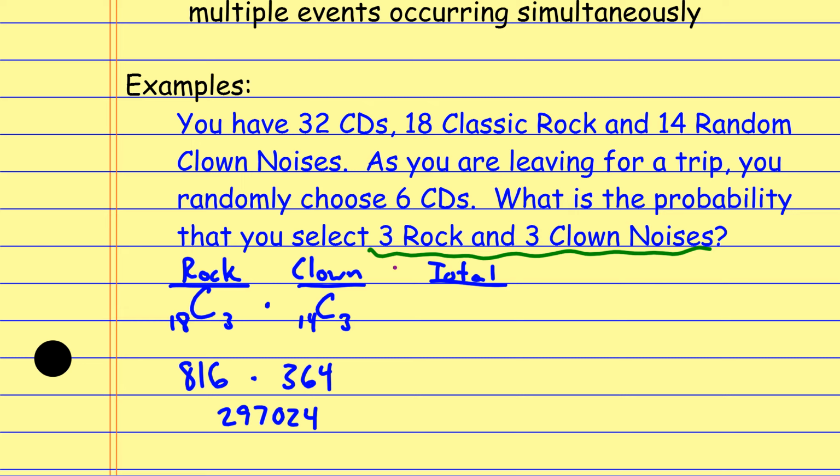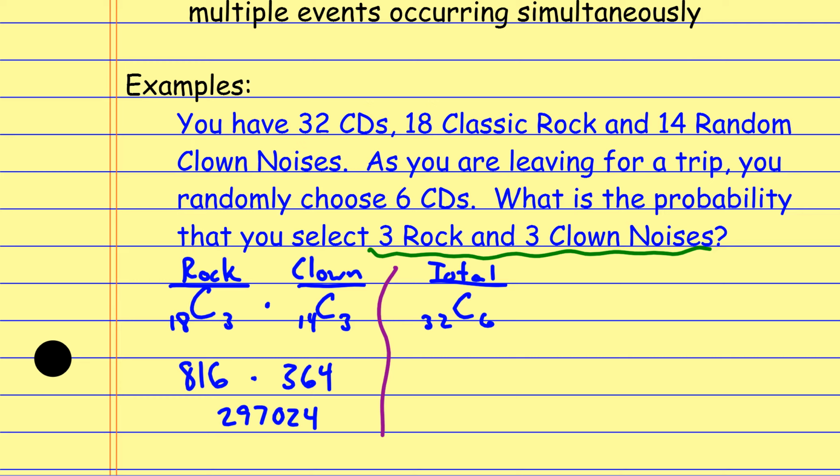So if I think about the total number of outcomes, as a combination, how many total CDs are there? 32. And how many total CDs am I choosing? 6. Okay? And so these are all the different possibilities. If I don't care which CDs they are, any 6 of them out of the entire 32, I would do the combination of 32 choose 6.